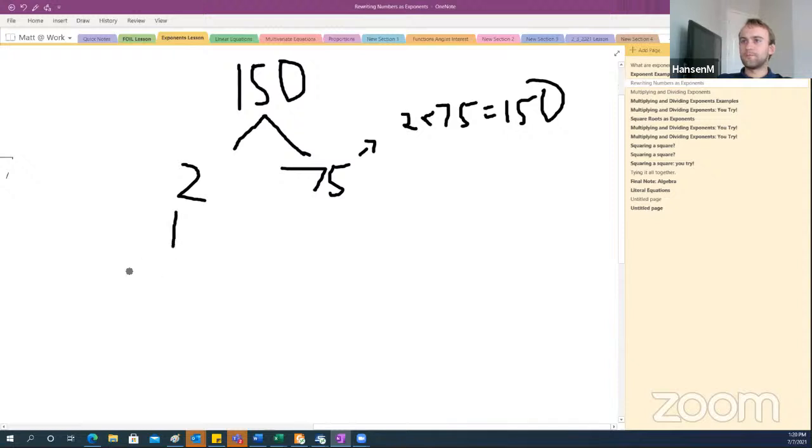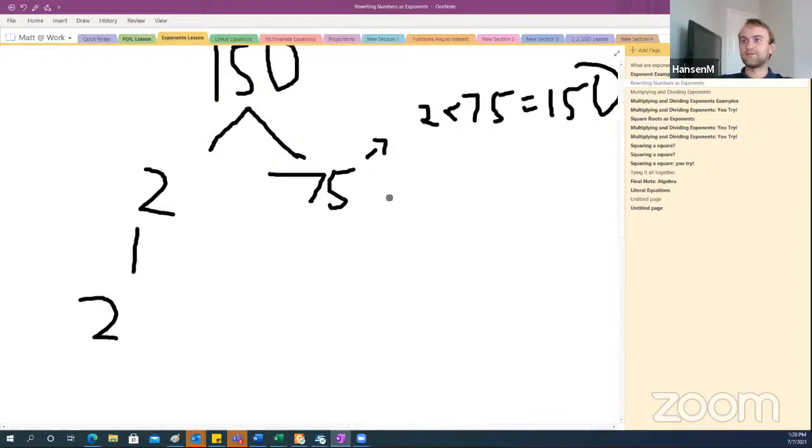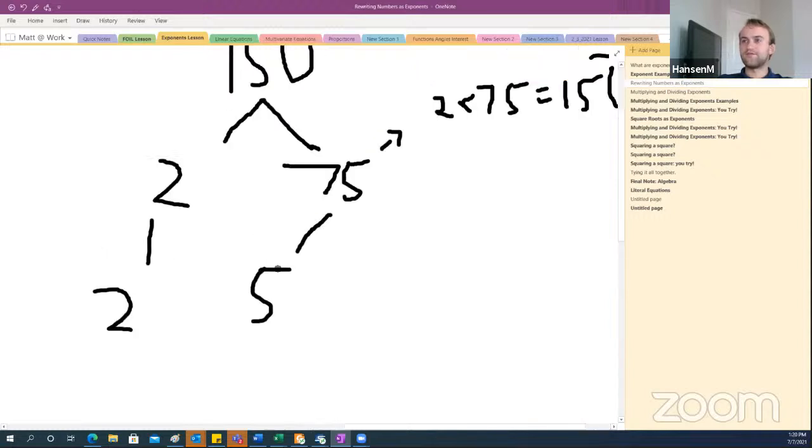Now 2 is prime, but 75, we can divide some stuff into it. We know that numbers that end in 0 or 5 are divisible by 5. So 5 seems like an obvious choice here. So we're going to pull 5 out of that 75. And 75 divided by 5 is 15. So that's going to leave us with 15 left over.